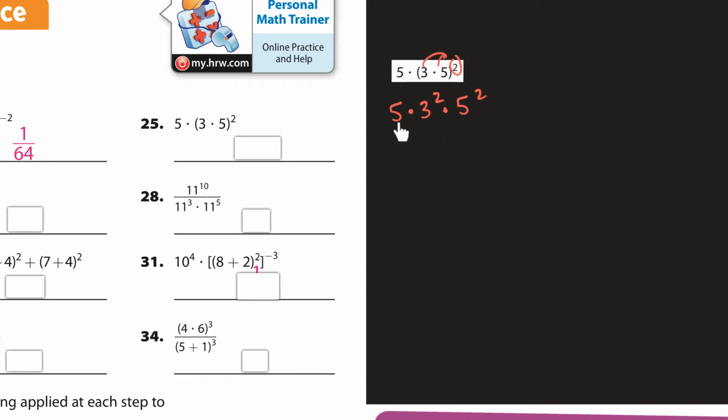Well, 5 times 5, how many 5s do you have? You have 3 5s now being multiplied. So that's 5 to the third. So these two together is 5 to the third. And then 3 to the second, is that.